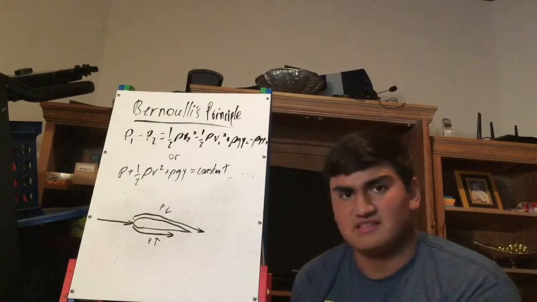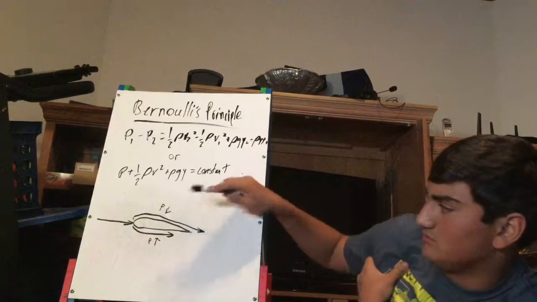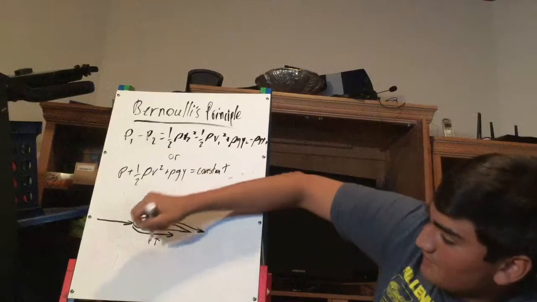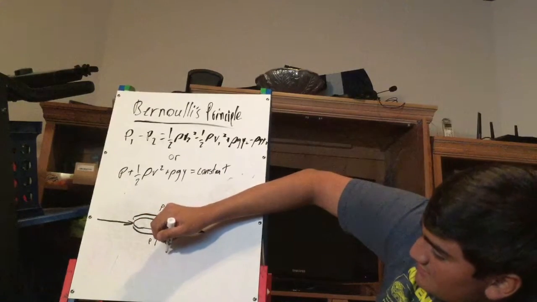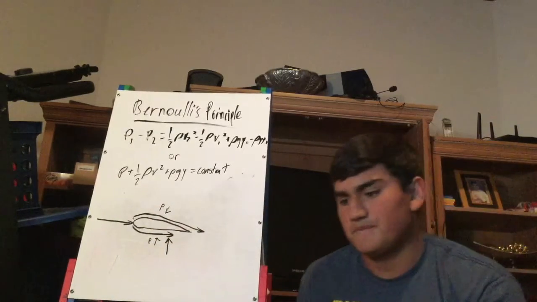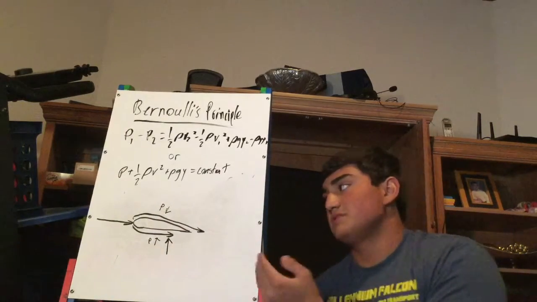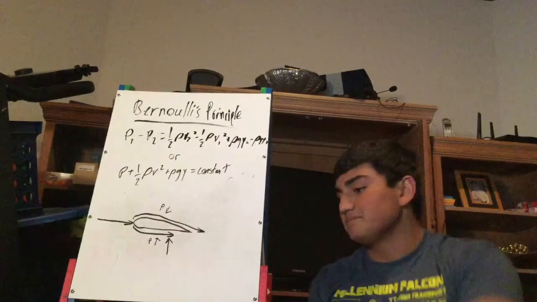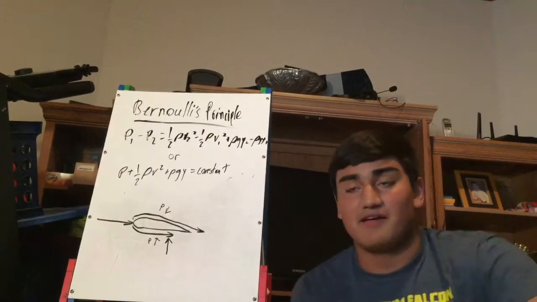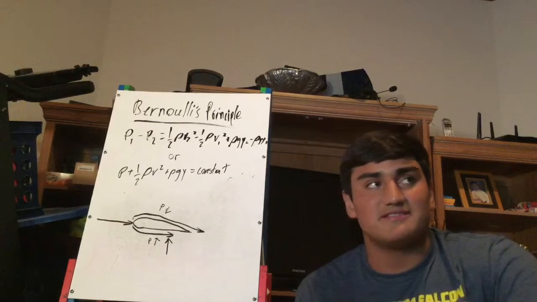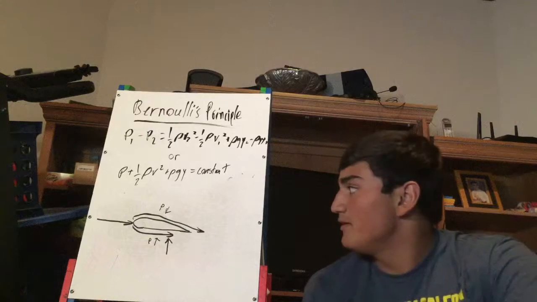And because this pressure is lower here and higher here, things will want to flow from high to low, and that will cause a net force pushing up on the wing. And because of this force, the wing will move up. This is called lift. And planes fly due to lift. If the force of the lift is greater than the weight of the plane, it will be able to fly.